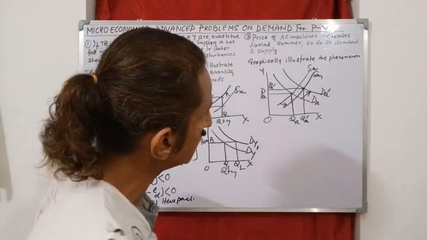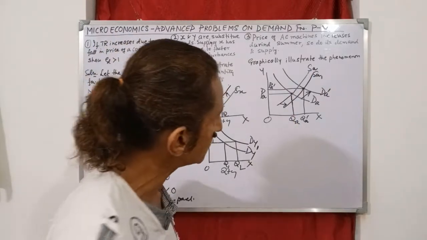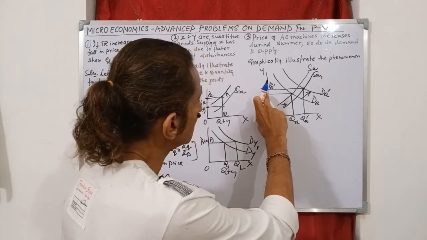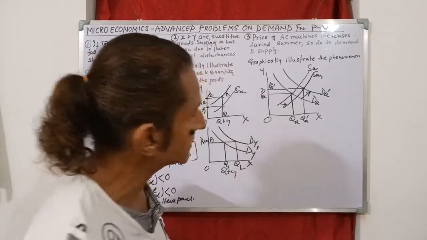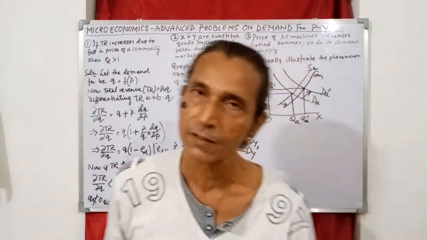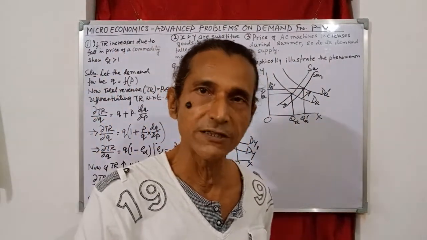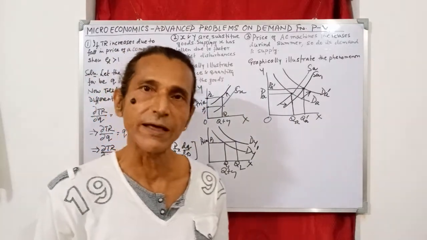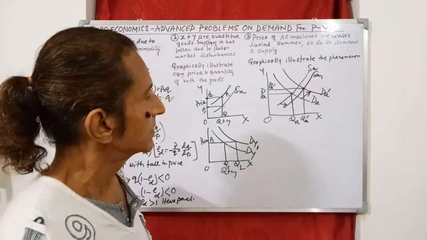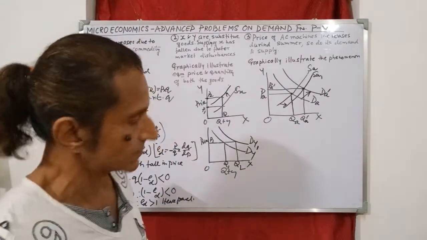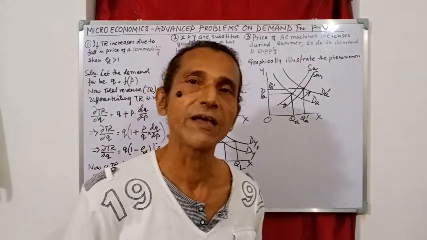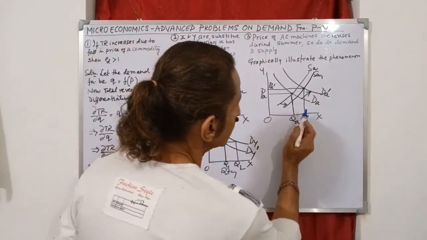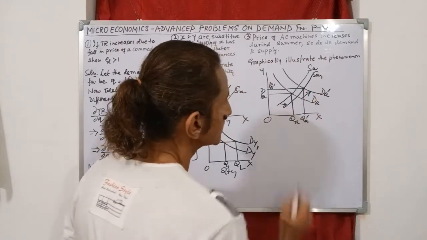DA is the original demand curve, SA is the original supply curve, and PA was the equilibrium price and QA was the equilibrium quantity. Now during summer, price of the AC machines have increased as well as its demand and supply have increased. Now due to increase in demand, suppliers will supply more to meet the demand. So the demand curve shifts parallelly rightward.